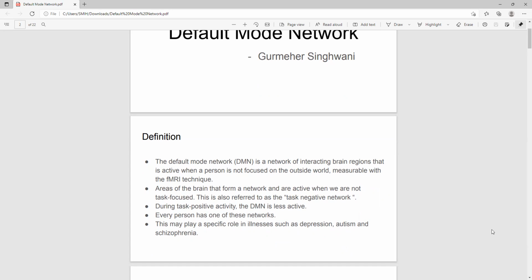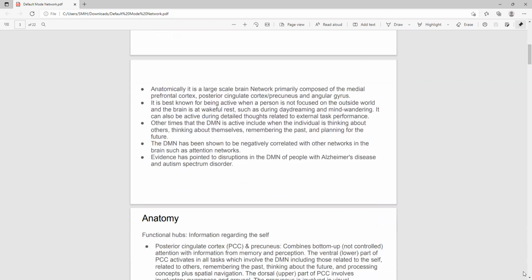During task positive activity, the DMN is less active. Every person has one of these networks. This may play a specific role in illnesses such as depression, autism, and schizophrenia. Anatomically, it is a large-scale brain network primarily composed of the medial prefrontal cortex, posterior cingulate cortex, and angular gyrus. It is best known for being active when a person is not focused on the outside world and the brain is at wakeful rest, such as during daydreaming and mind wandering. It can also be active during detailed thoughts related to external task performance.